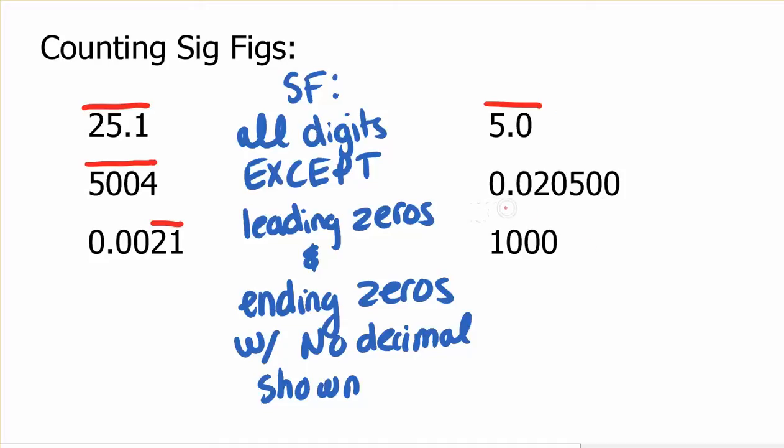Here's a complicated one. These leading zeros don't count. This sandwiched zero does. It's not leading or ending. This one has ending zeros. There's a decimal point shown though, so these do count. Here's one with ending zeros and no decimal point shown, so it has only one. If this number had been written like this with a decimal point shown, then all four of those would count, ending zeros with a decimal point shown.